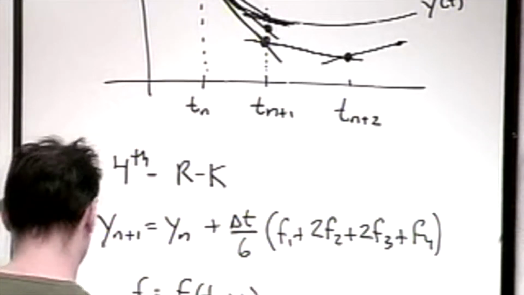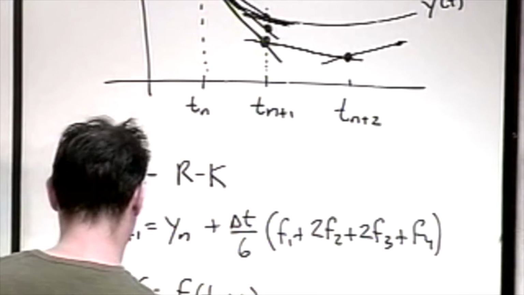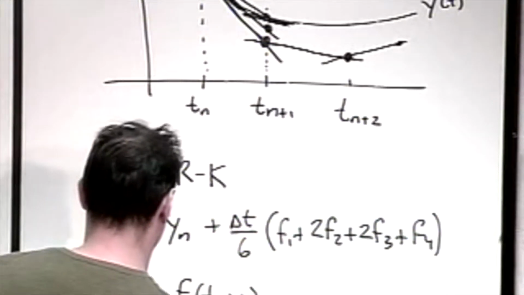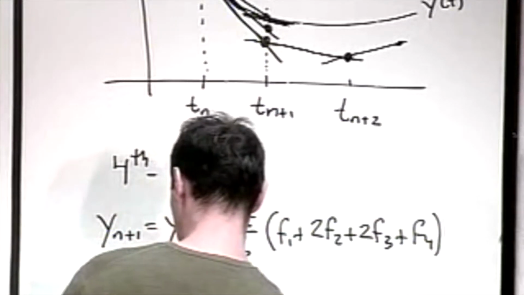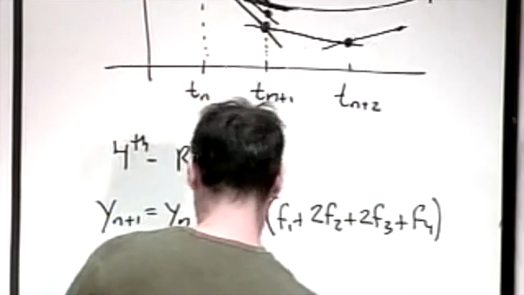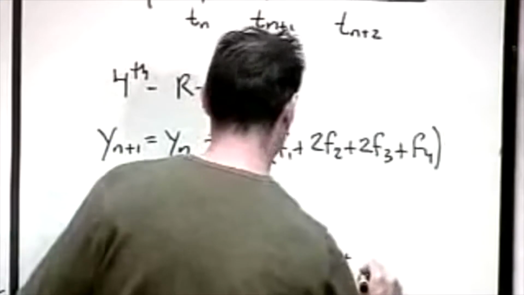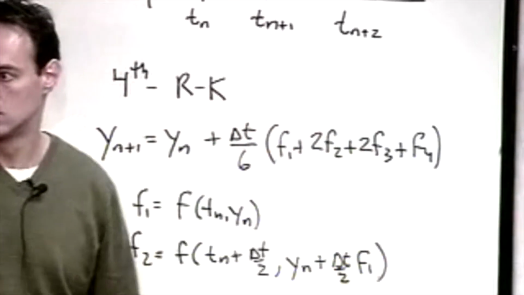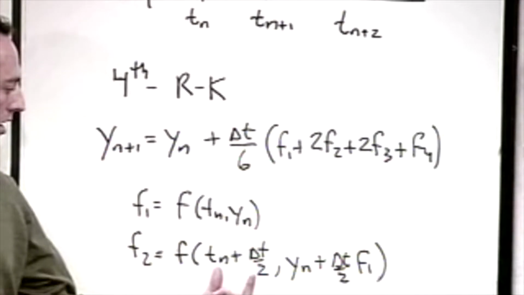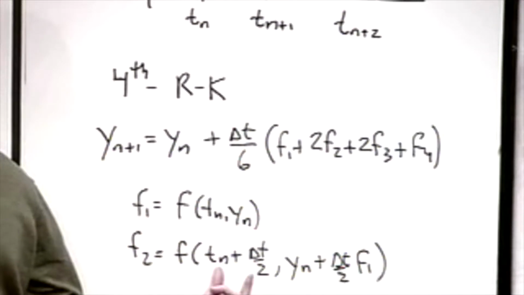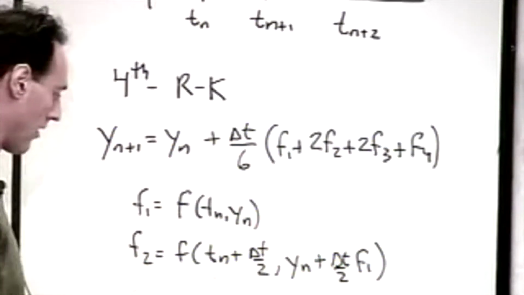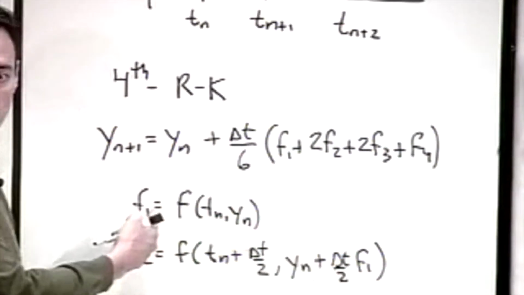F2 improves upon this by evaluating the solution halfway over to the next time step. So now it's evaluated not at t of n, but at t of n plus delta t over 2. In other words, halfway over to where you want to be. That's your F2, and you're using a correction from F1.